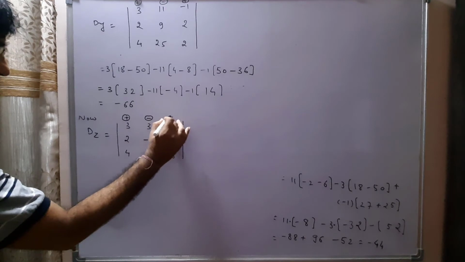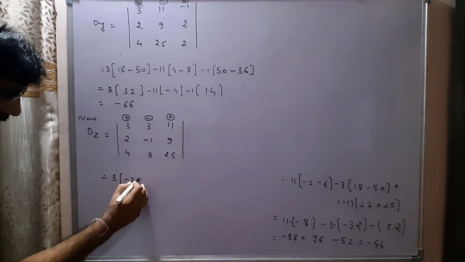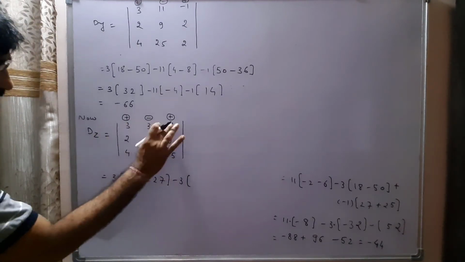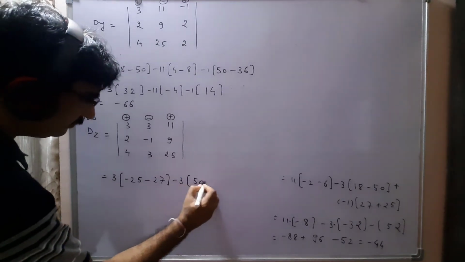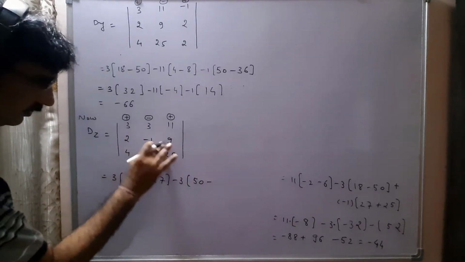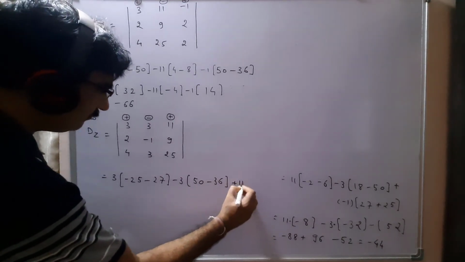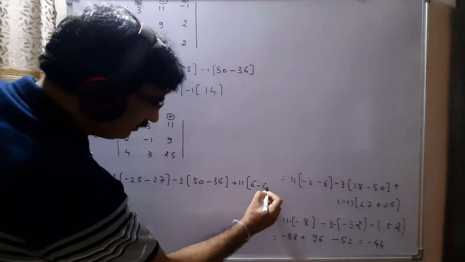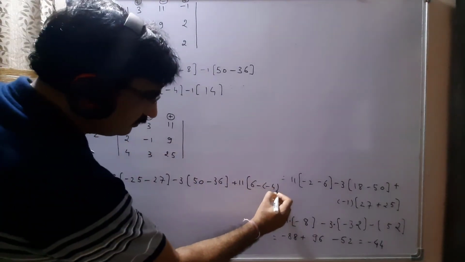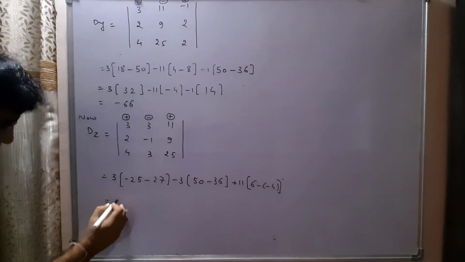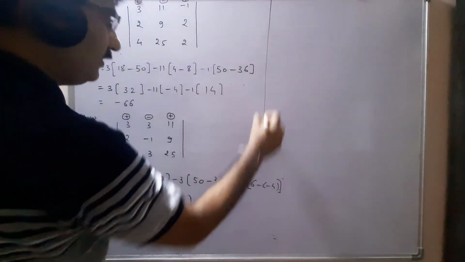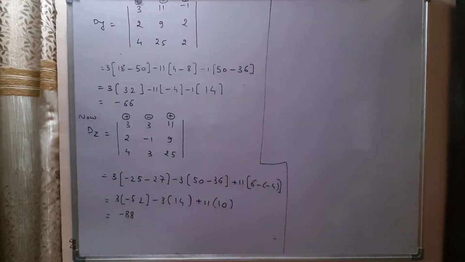Again same calculation, 3 into, take cross multiplication, minus 25, minus 27, minus 3, drop this row and this column, take direct calculation, 2 into 25, 50, minus 4 into 9, 36, plus 11, again you drop this row and this column, take cross multiply, 2 into 3, 6, minus of minus, 4 into minus 1, minus 4. So take simple calculation, minus 88. So in such a way we find out the values of Dx, Dy, Dz as well as the value of D.